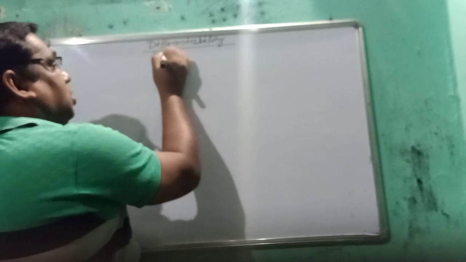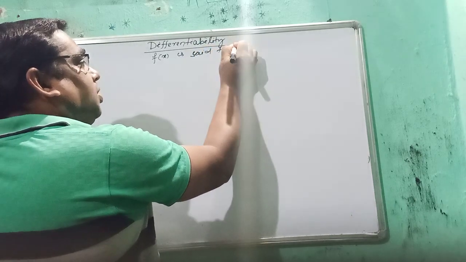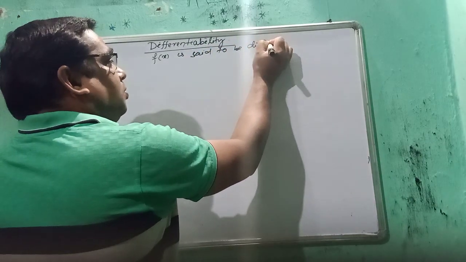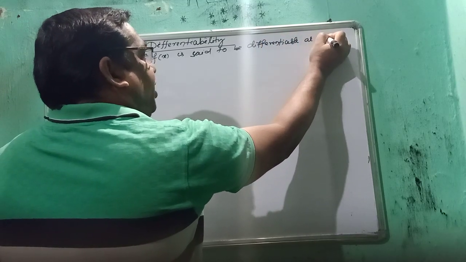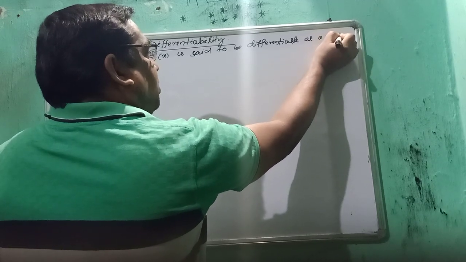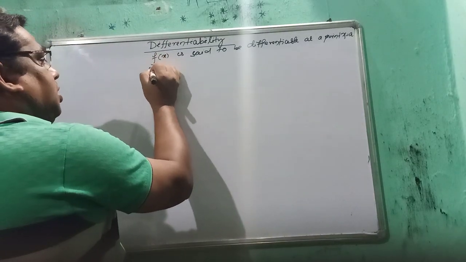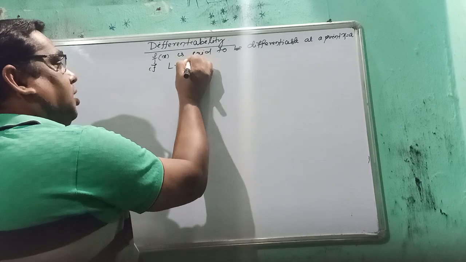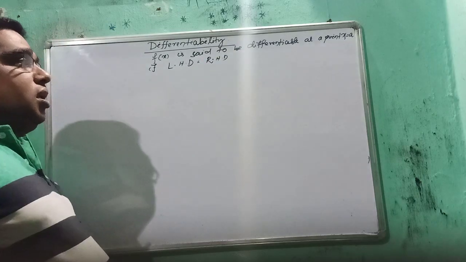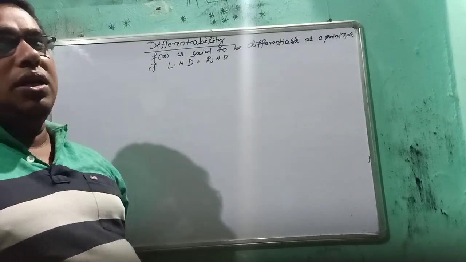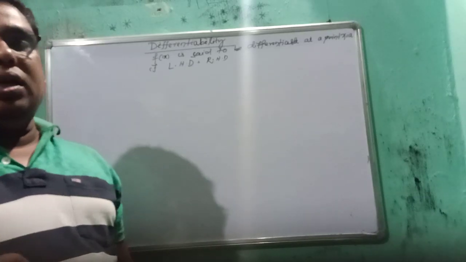So here the function f(x) is said to be differentiable at a point x equal to a, if the left hand derivative is equal to the right hand derivative. Then a function f(x) is said to be differentiable at a point x equal to a when the left hand derivative is equal to the right hand derivative.